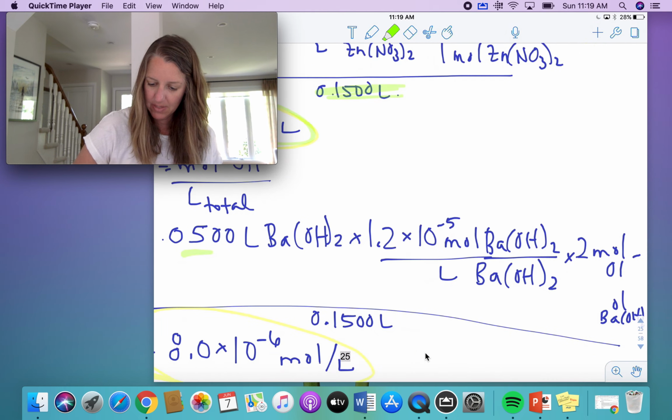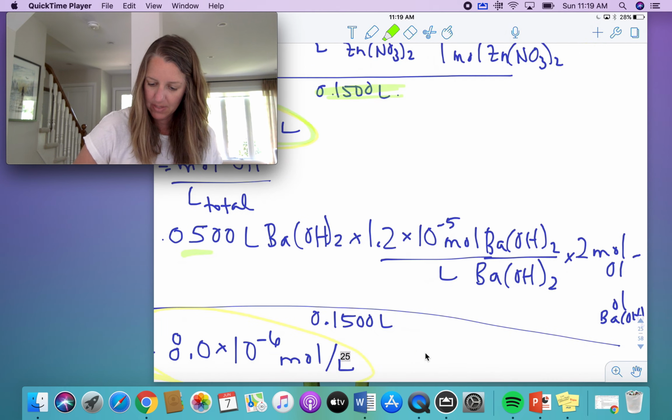Therefore, yes, a precipitate will form. Okay, does that make sense? And so the solution must be saturated with enough zinc and hydroxide ions for the precipitate to form. Okay, that's it for that kind of calculation question. That's it for that one.